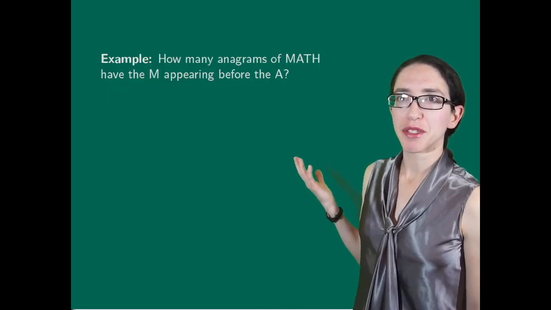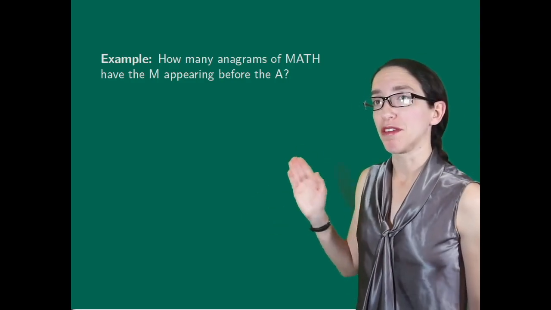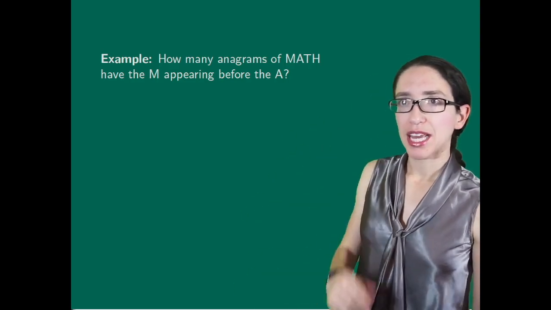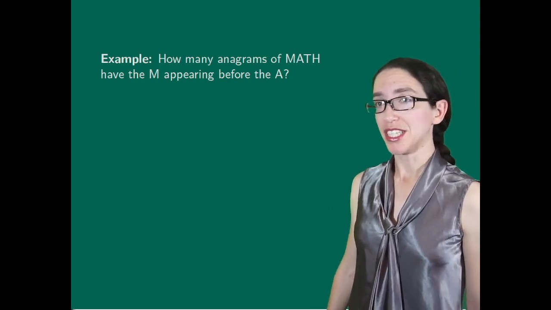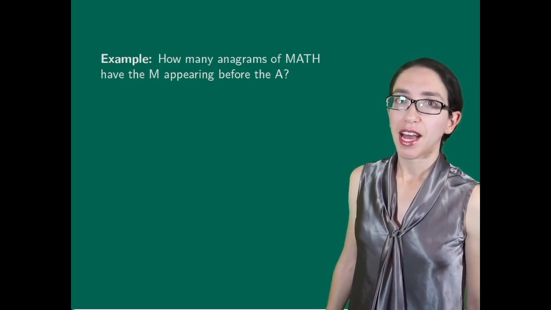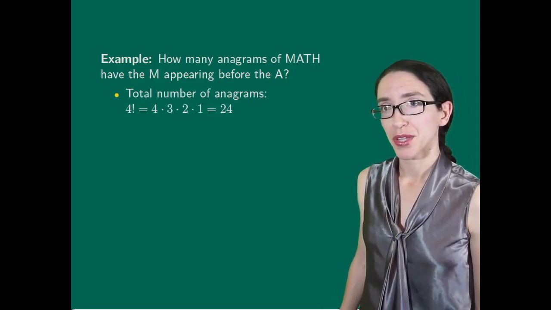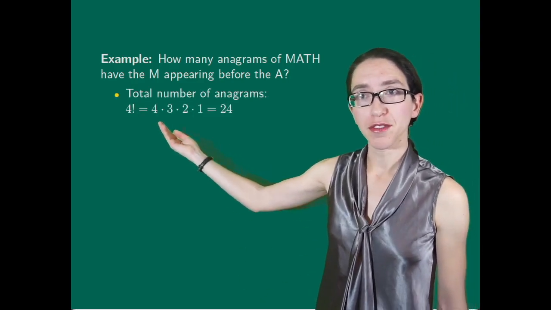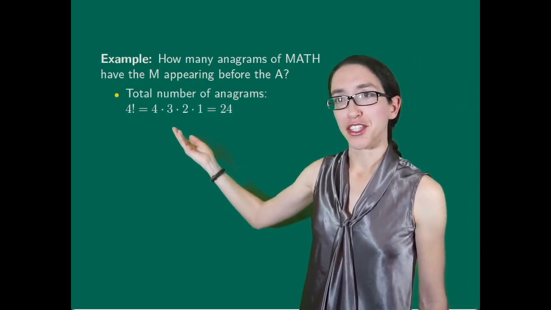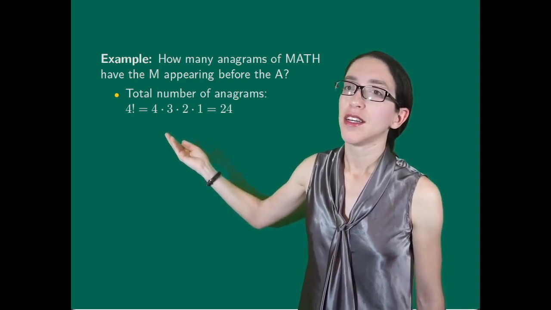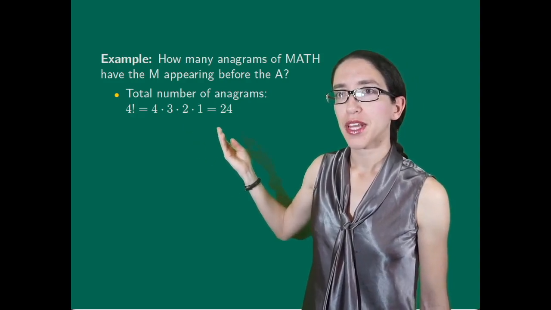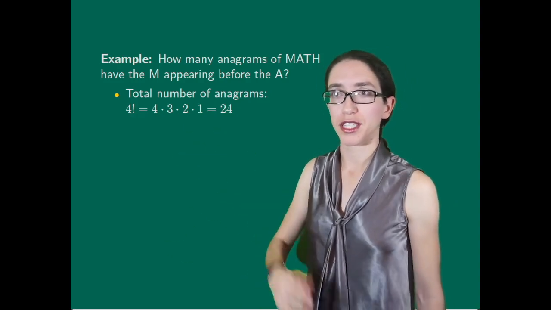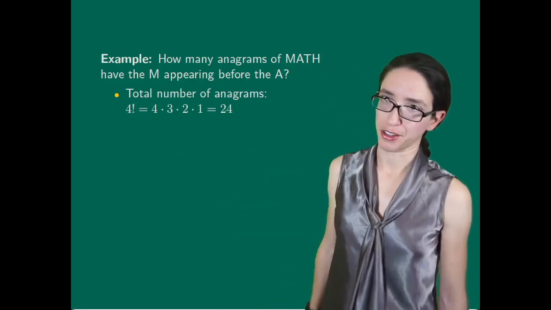How many anagrams of math have the M appearing before the A? We talked about counting anagrams of math in a previous video, and we talked about how rearrangements in general are counted by a factorial. And this goes along with the multiplication principle. There's 4 ways to choose the first letter of your anagram. Once you've chosen that, there's 3 letters left to choose for the second possibility, and then 2 letters left for the third letter, and so on. And so we have 4 factorial possibilities, or 24 anagrams.